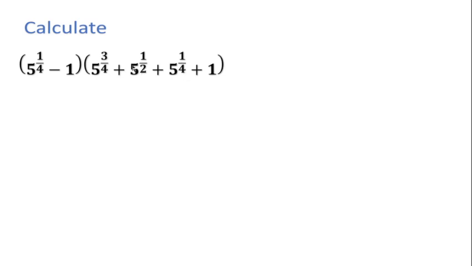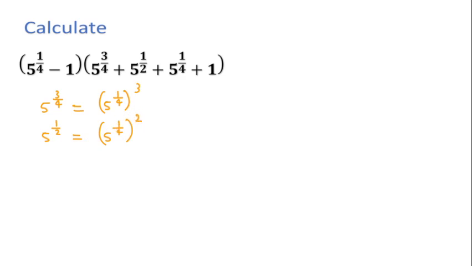So we have to change this also into something with 1 by 4, and this also into 1 by 4. So we can write 5 to the power 3 by 4 as 5 to the power 1 by 4 whole cube, and 5 to the power 1 by 2 can be written as 5 to the power 1 by 4 whole squared.